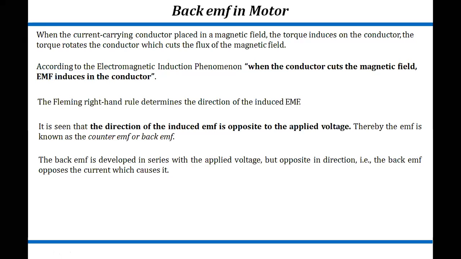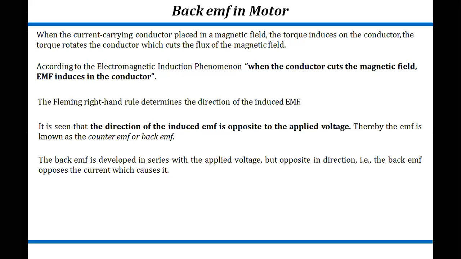We can see the DC machine as an electromechanical energy converter. A DC motor uses electrical energy and converts that energy into mechanical form, so the DC motor does electrical to mechanical conversion. But a DC generator uses mechanical energy and converts it into electrical energy.